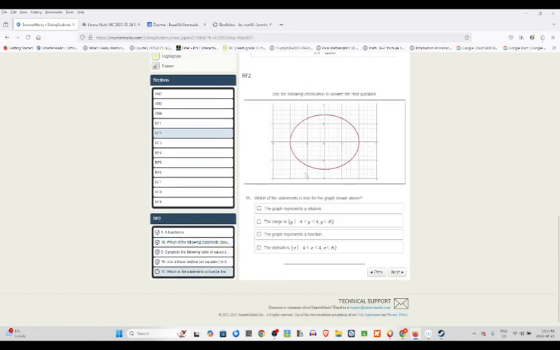Now, this one, yes, the graph represents a relation. The range does not go from positive 4 to negative 4. If it did, it would come all the way down to here and all the way up to here. The domain actually does... the issue, why D is incorrect.